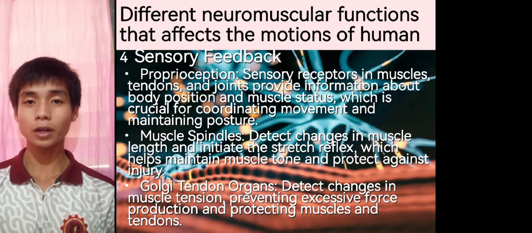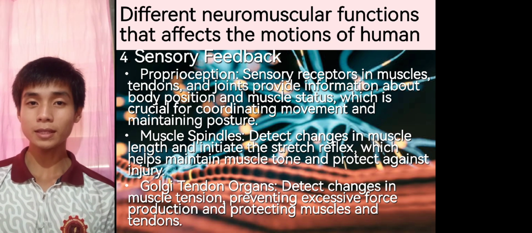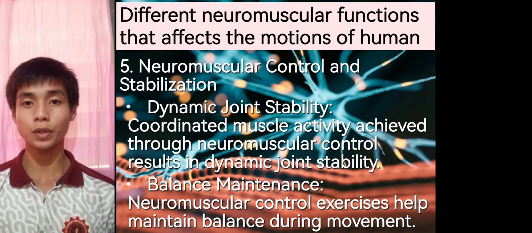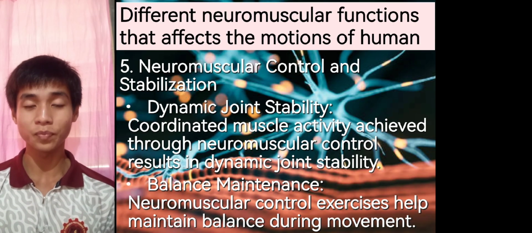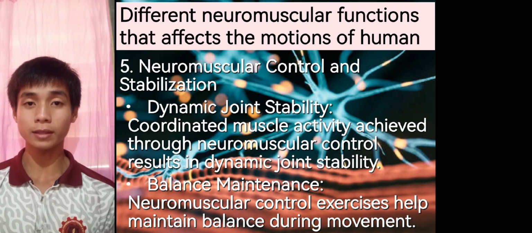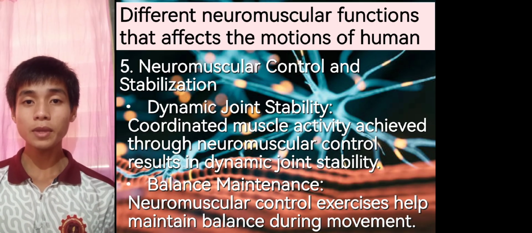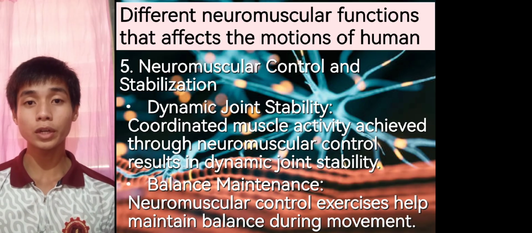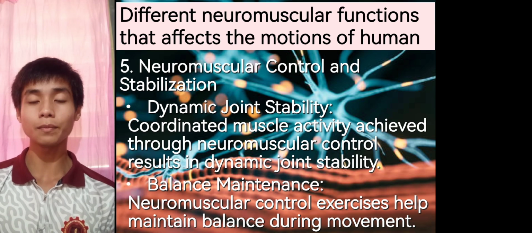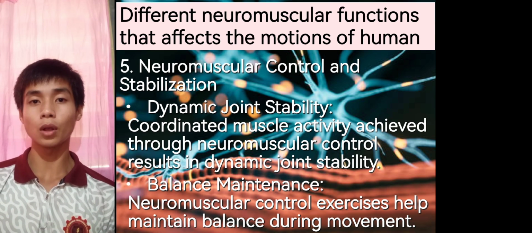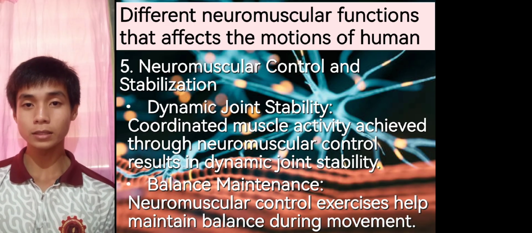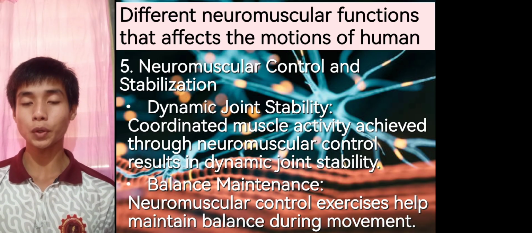Next, we have neuromuscular control and stabilization. These are the functions that ensure our muscles and joints work together smoothly to keep us stable and balanced during movement. Here we have two parts, which are dynamic joint stability and balance maintenance. Dynamic joint stability refers to the coordinated muscle activity that maintains joint position during motion. For example, when you play basketball and suddenly change direction, your body automatically activates muscles around your knees and ankles to keep your joints stable.